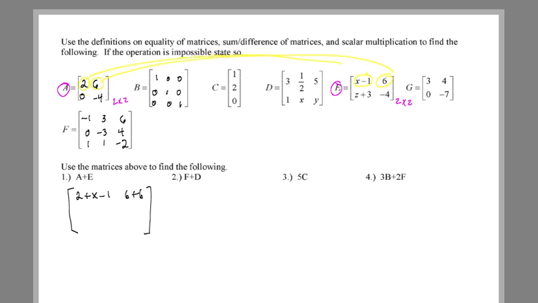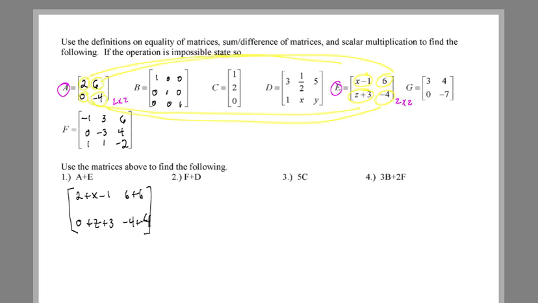Next one, let's look at 0. It corresponds to z plus 3. So this would be 0 plus z plus 3. And finally, negative 4 corresponds to negative 4. So I would add those two corresponding entries.